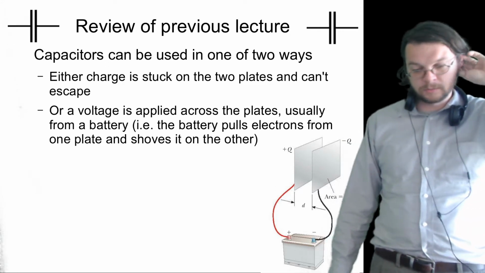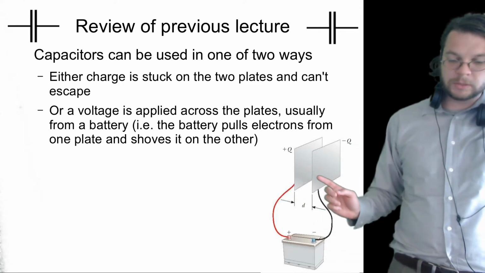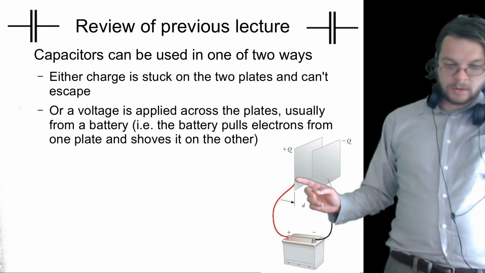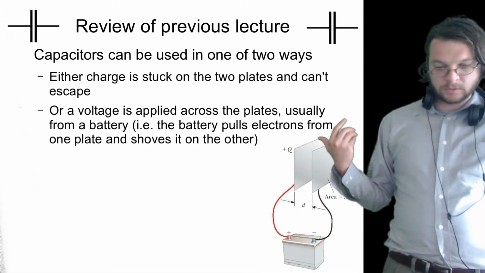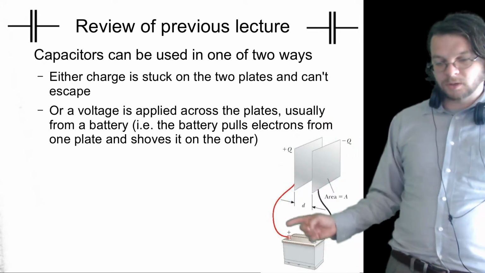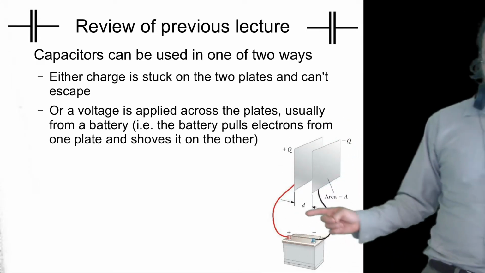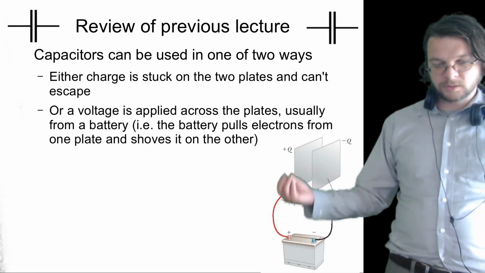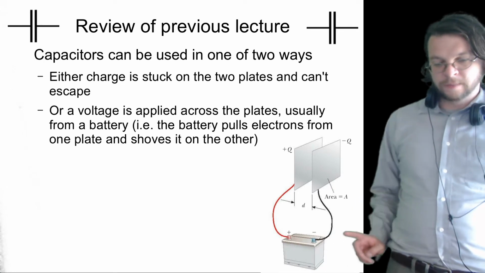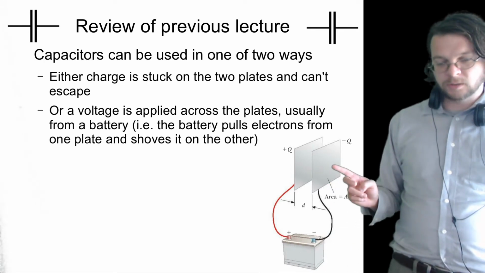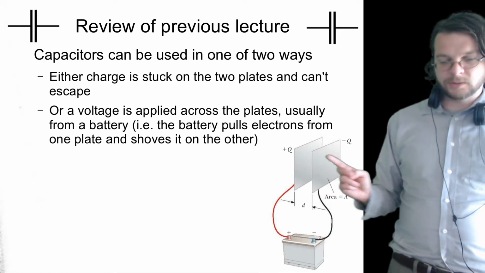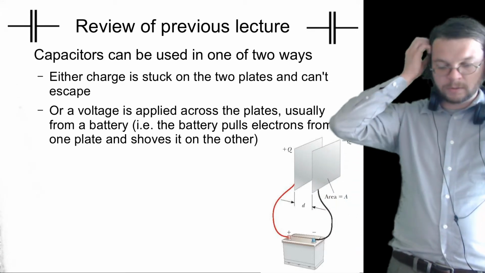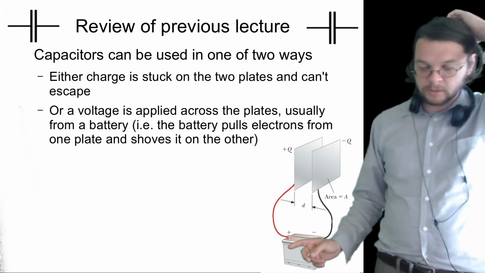And so the basic prototype for a capacitor is two pieces of metal that have some charge on it. And there's two different ways to use capacitors. One is you can connect them to a battery, as in this diagram. When you do that, the positive end of the battery sucks in as many of the electrons as it can, and it shoves as many electrons as it can, so that one plate is positive, the other plate is negative.